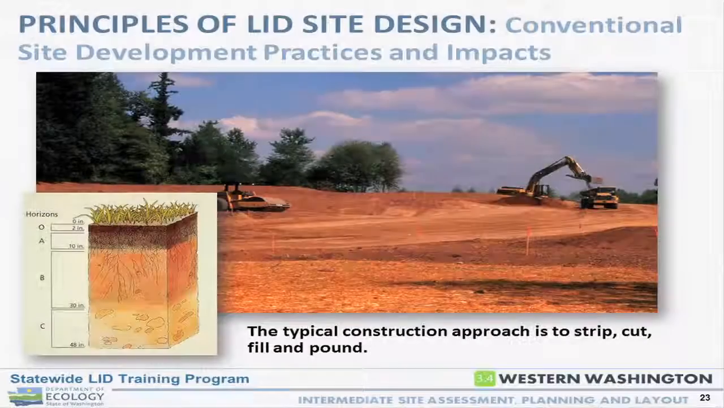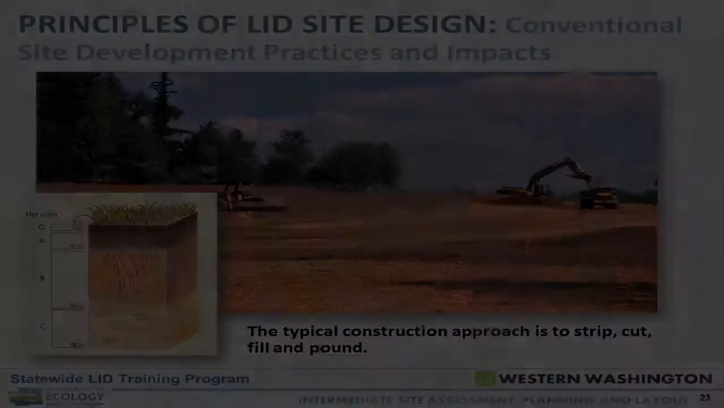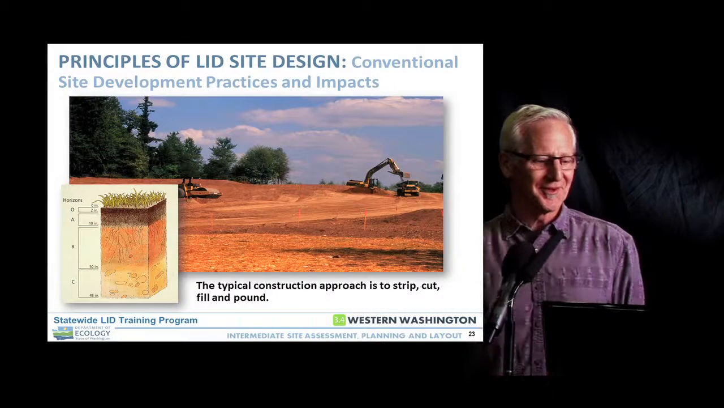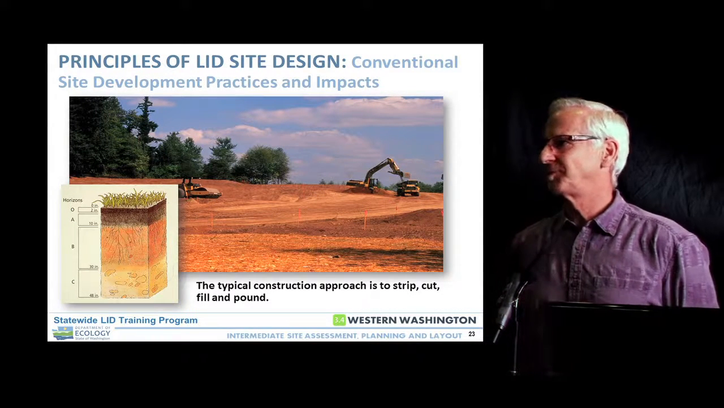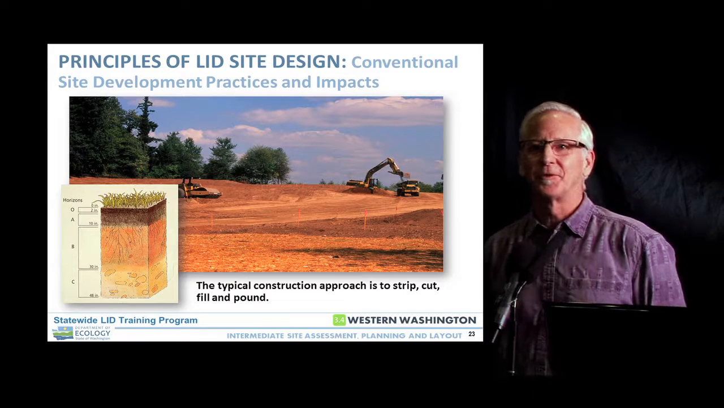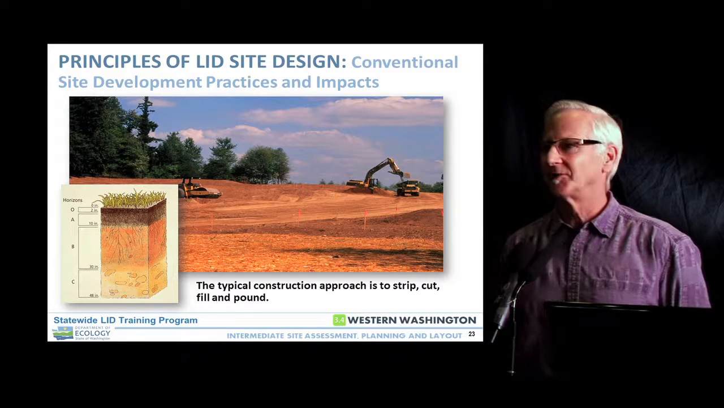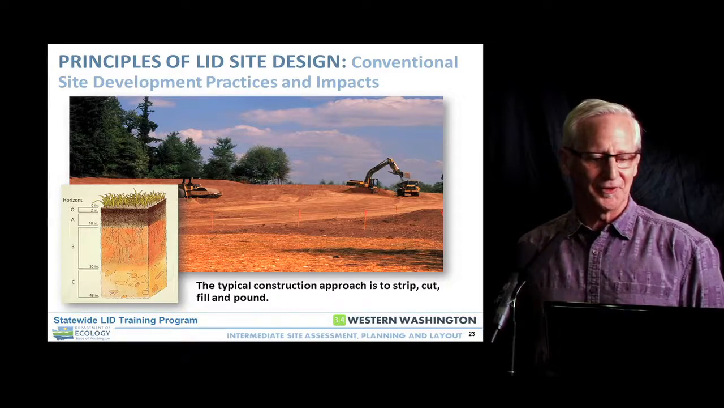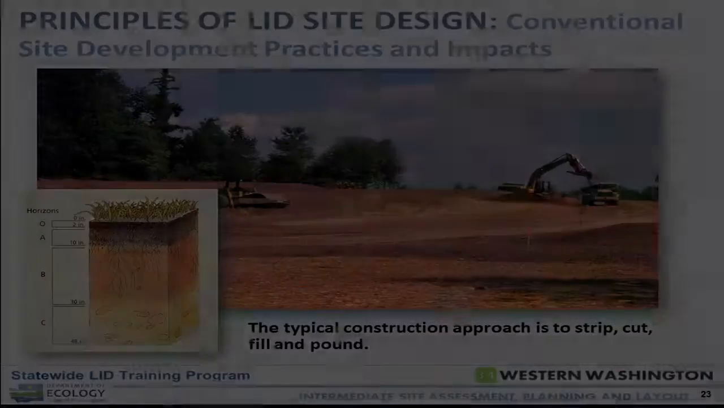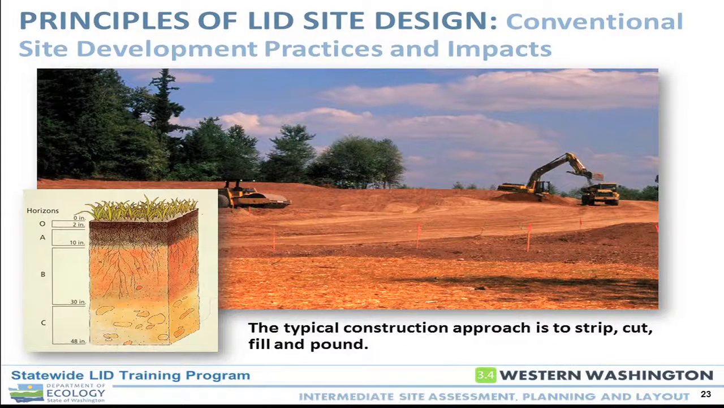So some multiple benefits here. And I think we're all familiar with the current development. One way you can sort of sum it up is strip, cut, fill, and pound. And we strip, cut, fill, and pound for good reasons. I mean, people want to build buildings on solid footing. It can be, of course, easier to just clear an entire site. There can be good reasons for balancing a site, of course, using your cut for fill. So there are reasons for our conventional approach to development, but there are also, of course, some impacts.